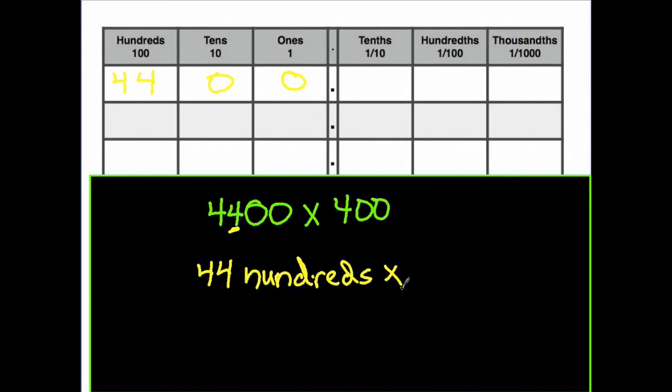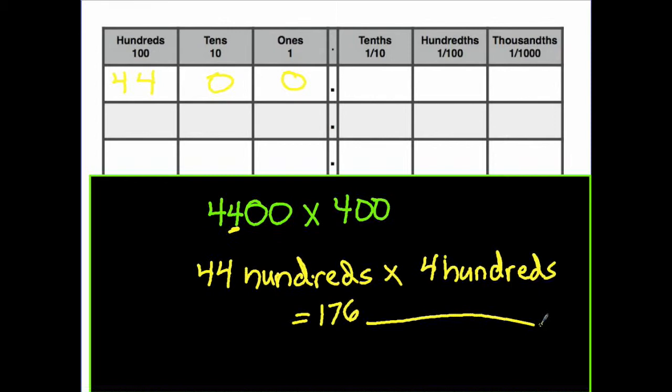Times, where's my last digit? 4. What place is it in? Hundreds. So when I write that out, I would say, everybody, 4. And then it said equals 176. Blank. Now, how do I figure that one out? I mean, they were nice. They gave us the answer, 176, but how would I figure that one out?